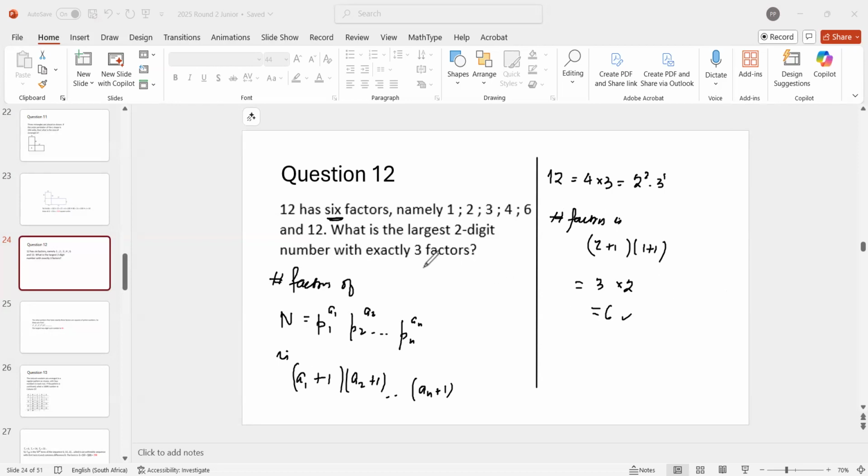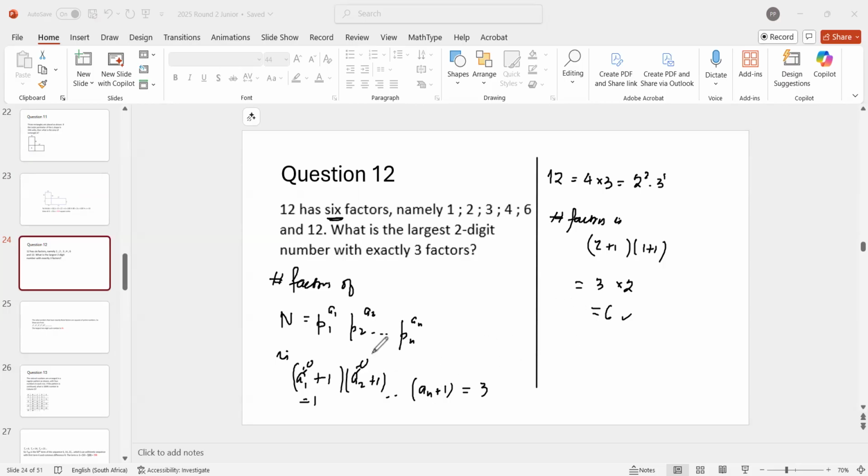Now if the number of factors is exactly 3, it means that all these numbers multiplied will give you 3. Now 3 is a prime number. So how can you do this? It means that all of these are 1, and only one of them is 3. That's the only way you can get product 3 factorized. All of these are 1. But if this is 1, then a1 is 0. So all these indices are 0 except 1.